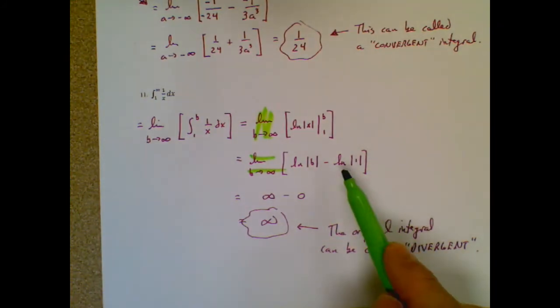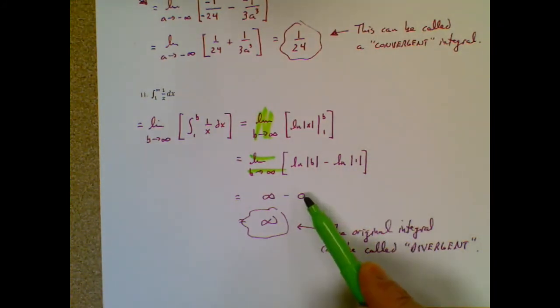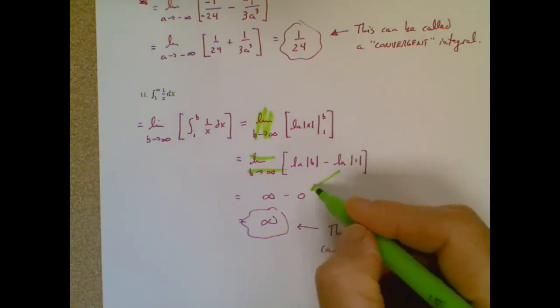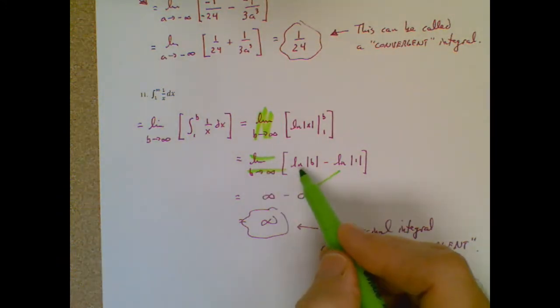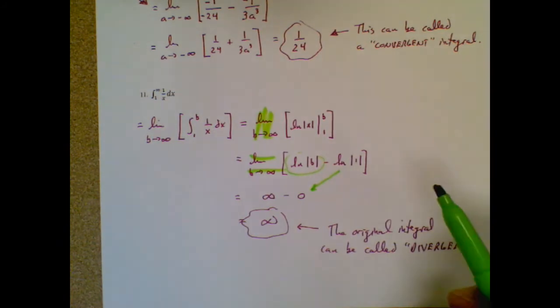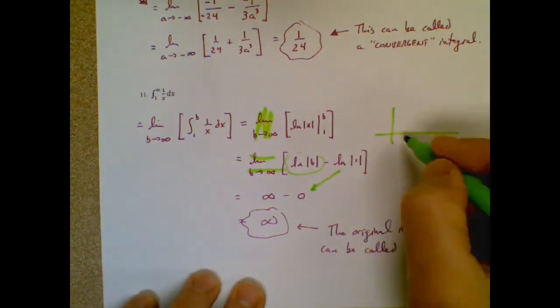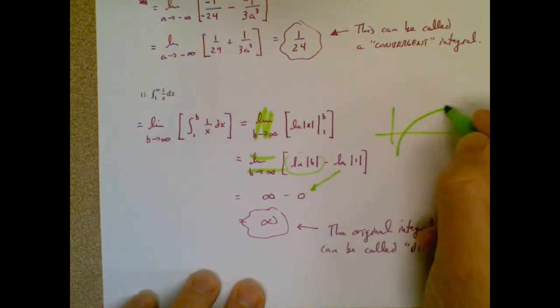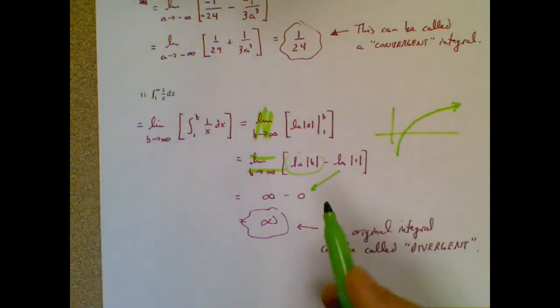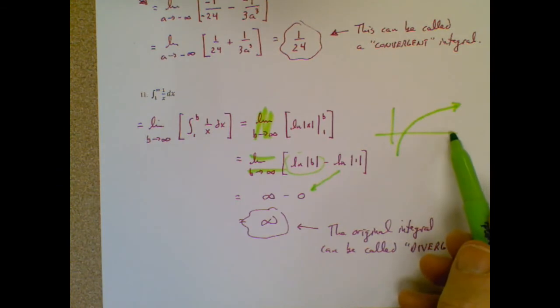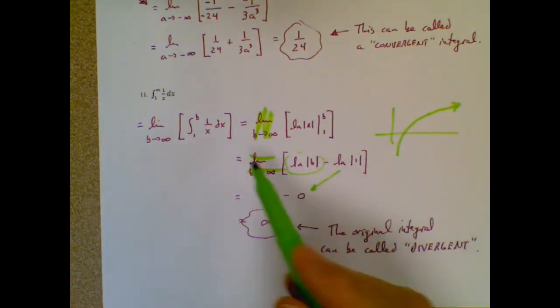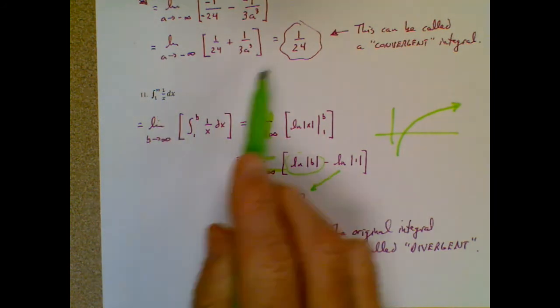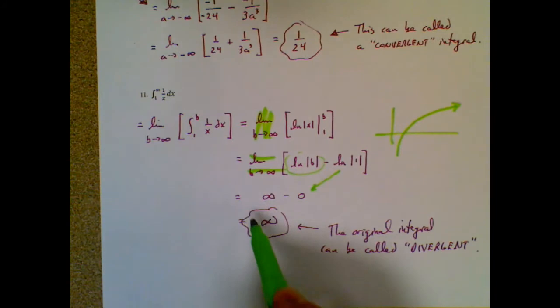When I do that, the natural log of 1 is 0. I should know that because I'm a math student and I know what the graph of natural log looks like. But now as b approaches infinity, what's happening to the natural log of b? Well, if I think of what the graph of natural log looks like, it's looking like that. As I head out to infinity, the natural log is also going up to infinity at a very slow rate, but it is. So that piece ends up being infinity. Thus, the answer to this integral is not a number like the previous one, it's infinity.